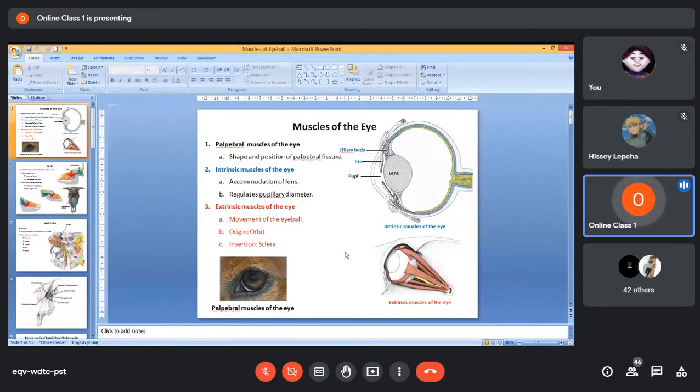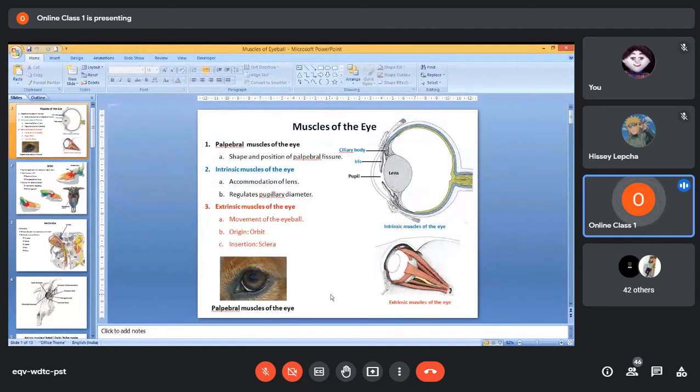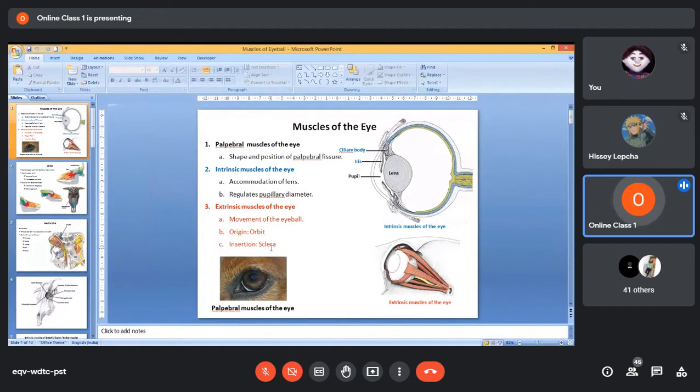So that movement of the eyeball is carried out by a group of muscles which we call the extrinsic muscles. Here in this image, you can see the various extrinsic muscles. The main purpose of the extrinsic muscles is to move the eyeball. One characteristic of these extrinsic muscles is that they all originate from the orbit. That means they will have their origin in the orbit and their insertion will be on the sclera.